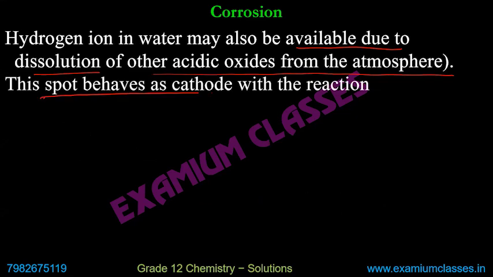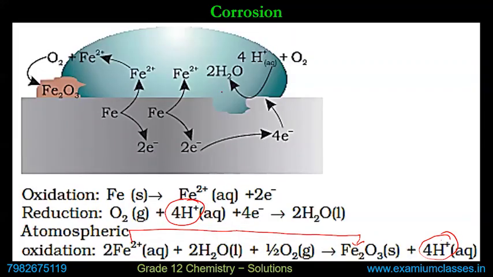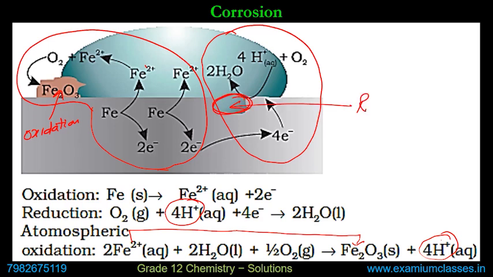This spot behaves as cathode, where reduction is taking place. So if I show you the diagram, here oxidation is taking place. So this whole is actually oxidation region, and this whole is reduction region. So here oxidation is taking place. If a point is asked, then you will show this point, oxidation, and here reduction is taking place.